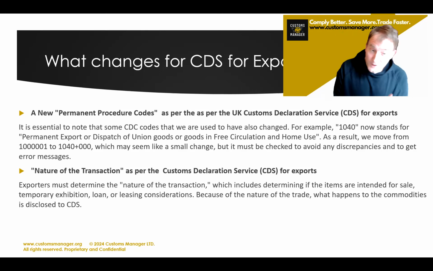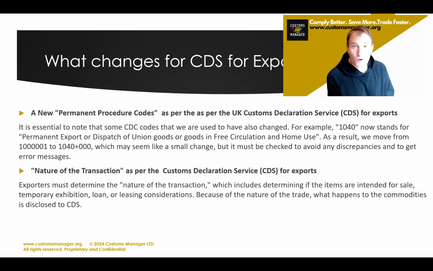There's even a new permanent code. This is the most relevant one for those that do permanent exports. What was 1040 now stands for permanent export or dispatch of union goods or goods in free circulation and home use, which is the one we now need to use. So what was 10001 now becomes 1040.000. And it may look like a small change, but you need to make sure that this is consistently applied now. Otherwise, you wonder why it's going wrong.